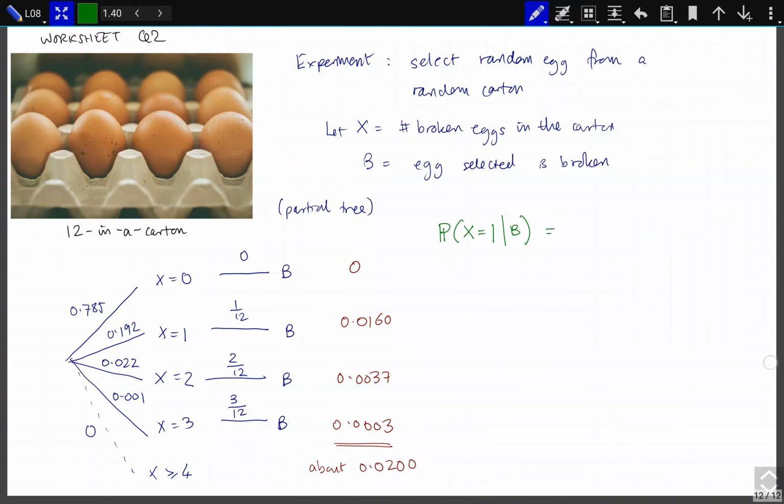So this is equal to the probability of x equals 1 and b, all over the probability of b. Remember this thing at the bottom, this was the probability of b. And that's equal to, well, which one is it that we want? It's this one, right? So one egg is found to be broken, and we managed to pick the broken one.